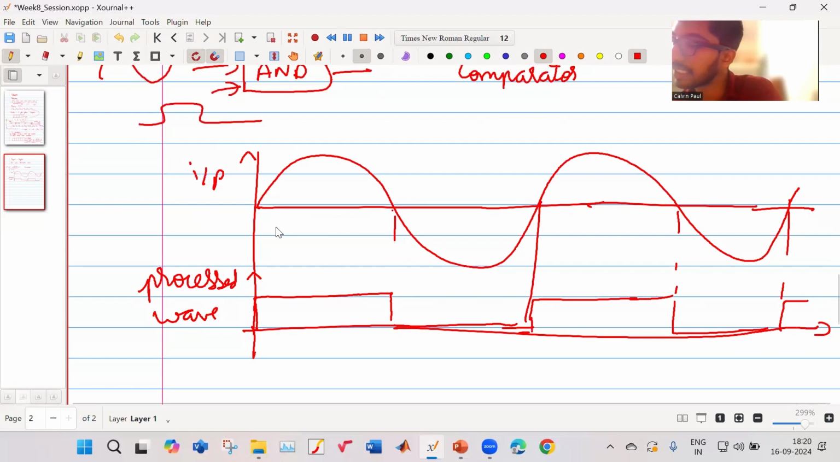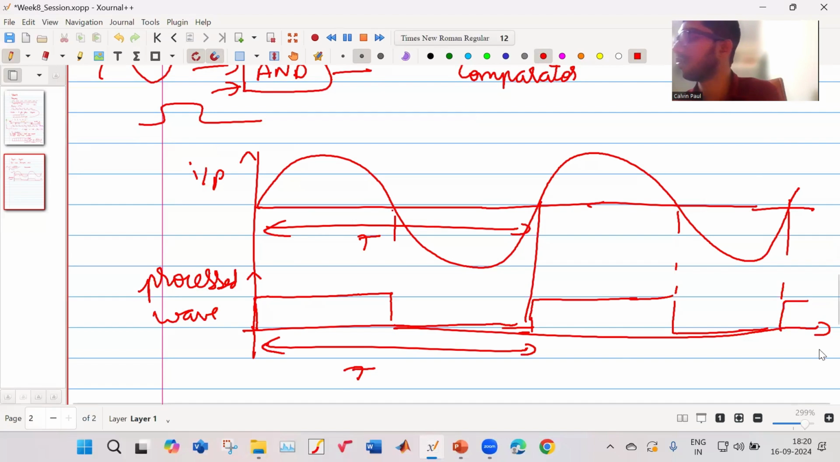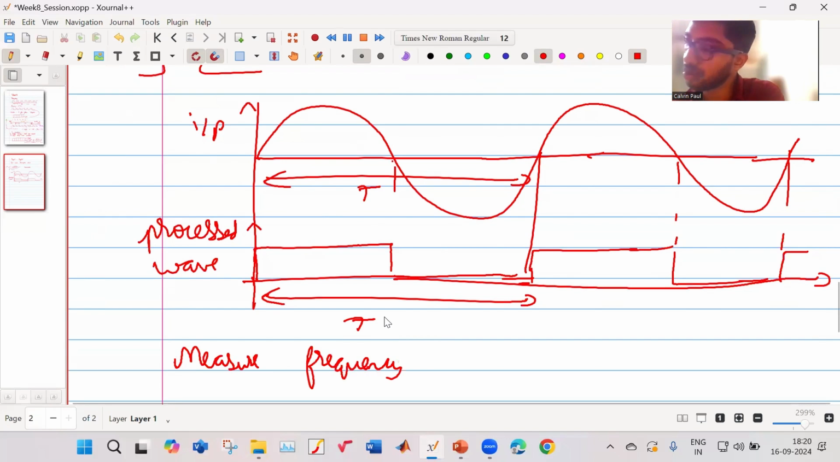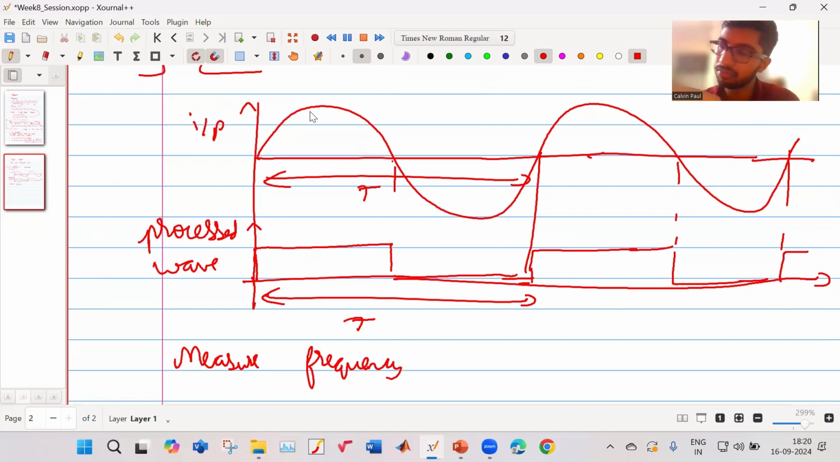If you see, this signal has a time period of t. This signal also has a time period of t. So what do we want? We want to measure the frequency, right? And we cannot use the original signal. So we convert the signal into a digital signal, which we can use, which has the complete information of the time period or the frequency.